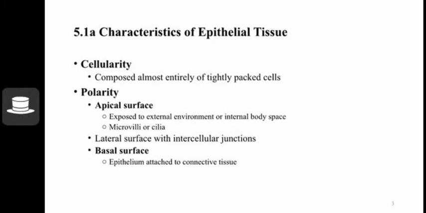So those closely packed cells are held together typically with tight junctions and desmosomes. They have a polarity or a direction to them. There's an apical surface, which is exposed to an external environment or an internal environment in the case of a body space. In other words, they'll face a lumen. And sometimes the apical surface will have microvilli or cilia on them, but they don't have to. And then the basal surface usually sits on some kind of connective tissue that's holding it up and supporting it.